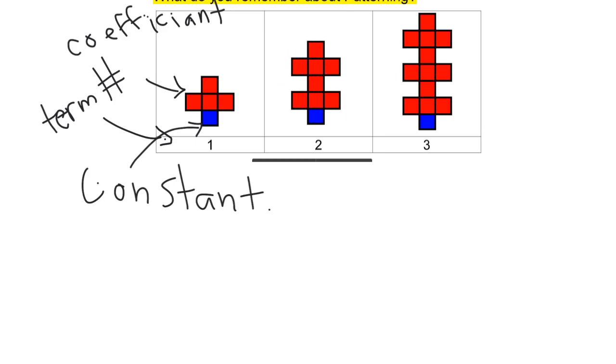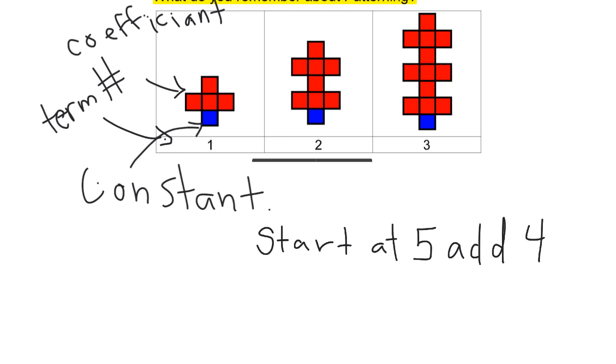But the pattern rule is not just add 4. If it was, then the first term would actually be 4. We need to make sure that whoever is looking at our description of the pattern knows that they have to start at 5, because there's 5 tiles total there, and add 4 each time. So this is our pattern rule.